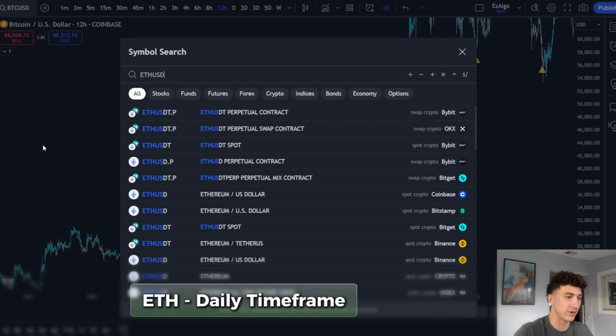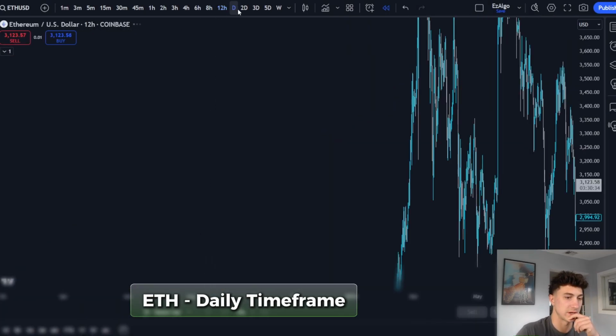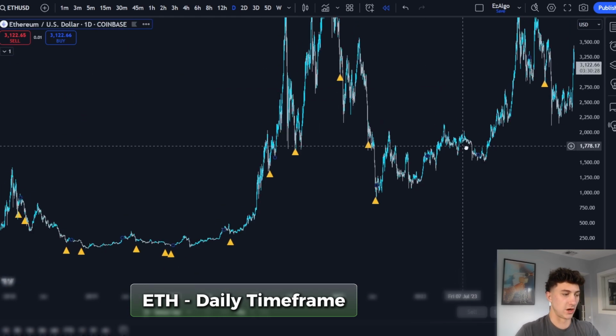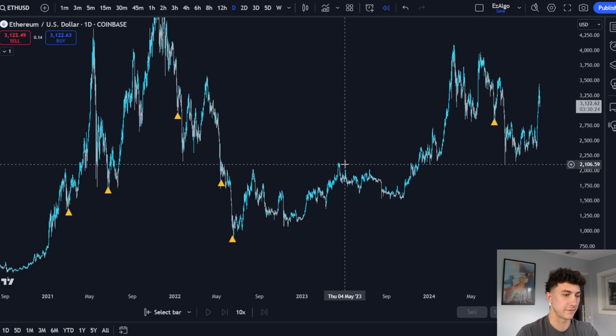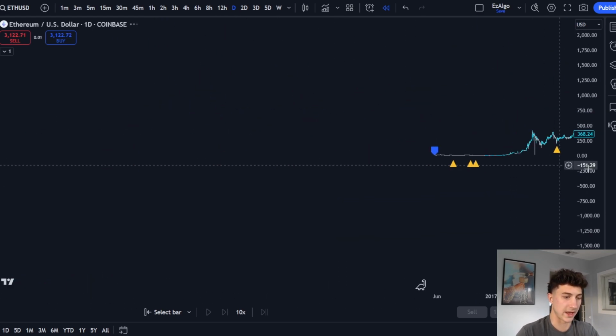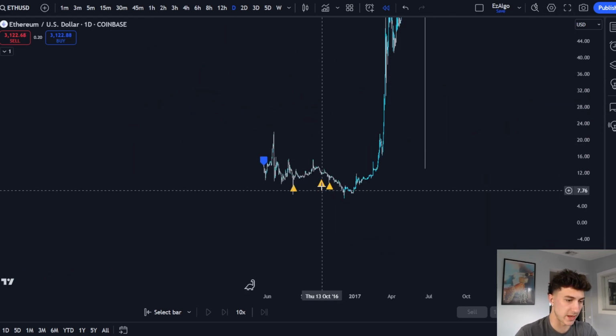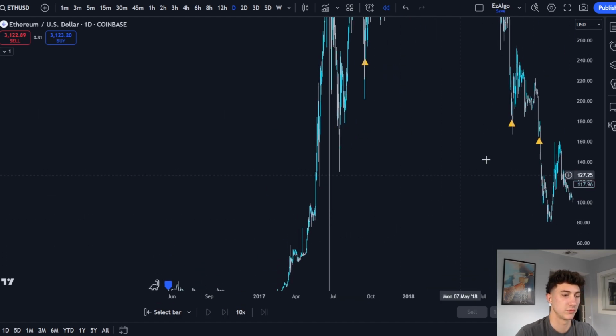Okay, let's go check out Ethereum on Coinbase now. Again, we're going to start on a daily time frame. So yeah, Ethereum has definitely been a little bit more difficult. These signals were intended for BTC. Let's go all the way back to the start. Some accumulation buys on Ethereum at around $10. Obviously, we're not counting those.